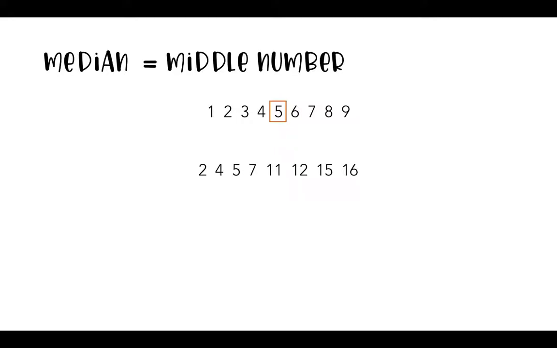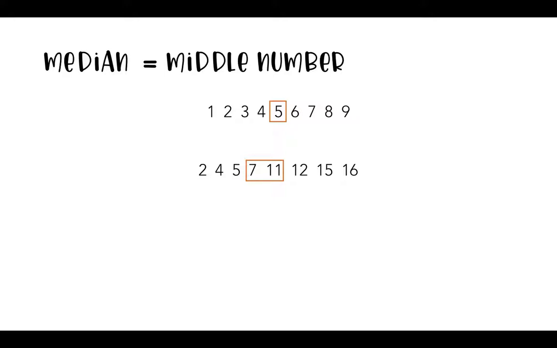Now, 2, 4, 5, 7, 11, 12, 15, 16. So we're looking for our middle data here. So we've got an even number. So how do we find the middle? So we've got 8 lots of data here, and half of 8 is 4. So that means that 7 and 11 are our middle data because there's 3 on one side and 3 on the other. But we can't have two numbers as our middle value.